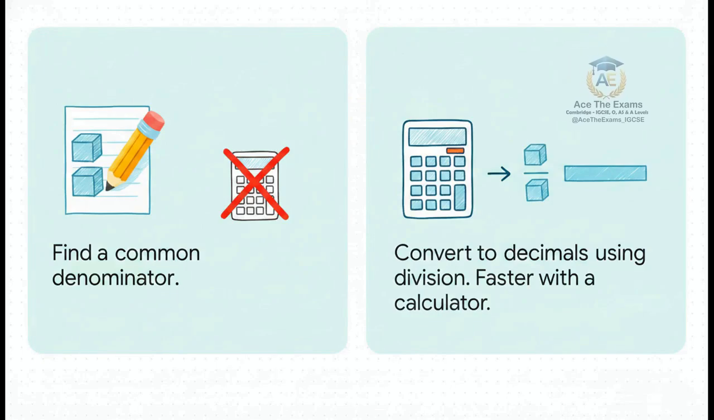Method A is finding a common denominator. Let me tell you, this is your absolute best friend on a non-calculator paper. Once the bottom numbers of the fractions are exactly the same, you just look at the top numbers and order them by size. Easy. Method B is converting every fraction into a decimal using division. Now, this is usually way faster if you have a calculator handy, but it can turn into an absolute nightmare of manual long division if you don't. So pick your battles wisely.